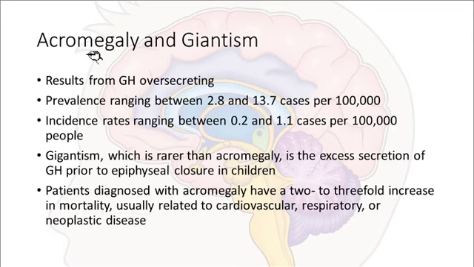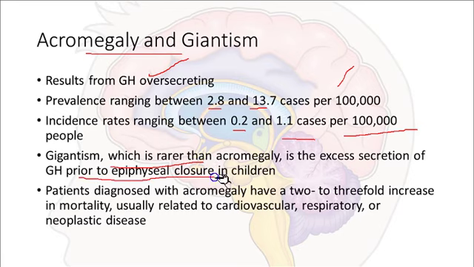So, both acromegaly and gigantism result from growth hormone oversecretion. Their prevalence is anywhere between 2.8 to 13.7 cases per 100,000 people. And incidence rate is roughly between 0.2 and 1.1 cases per 100,000 people. Gigantism is rarer than acromegaly and it occurs prior to epiphyseal closure in children, and it generally results in an extremely tall stature.